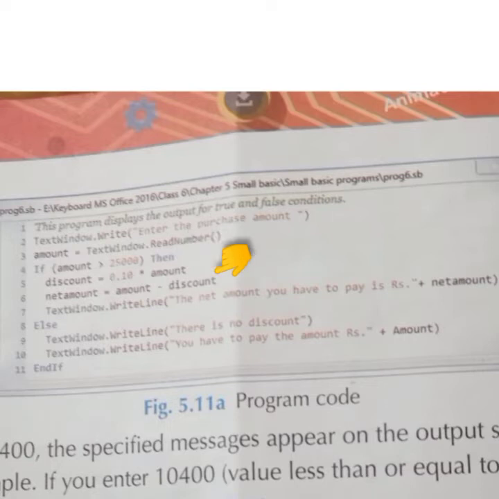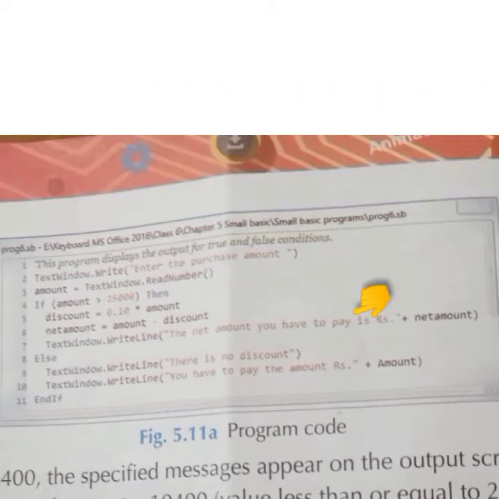What are they? Fifth, sixth, seventh statement. It calculates the discount, then it calculates the net amount, then it displays the net amount here. Okay, so discount is equal to 0.10 asterisk amount, net amount is equal to amount minus discount, then TextWindow.WriteLine of "The net amount you have to pay is rupees", then the concatenation operator concatenates this sentence with the net amount variable value.